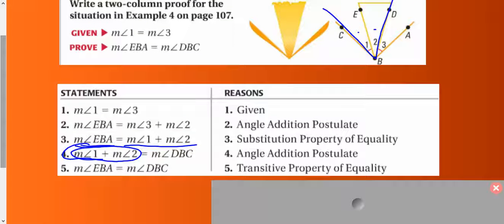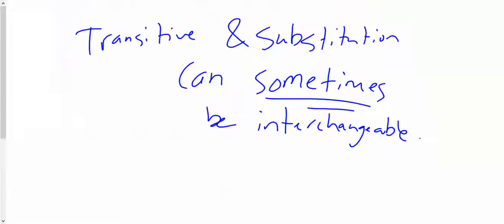Okay, so the book went with transitive here, and they said, okay, well, if EBA equals 1 plus 2, and 1 plus 2 equals DBC, then EBA equals DBC. So it goes 1 to 2, 2 to 3, so 1 to 3. That's what they were going with there. But you could also use a substitution as well. And if that's the case where either is acceptable, I will accept either answer.